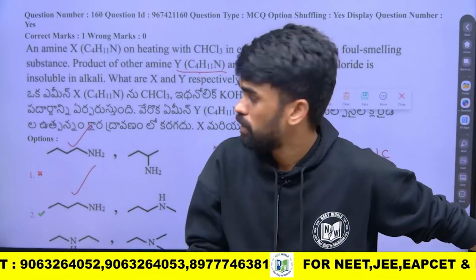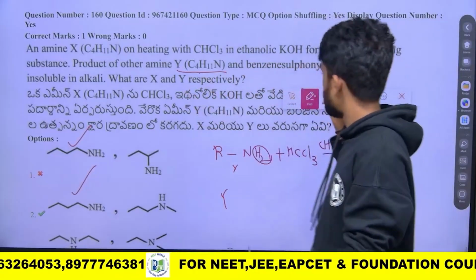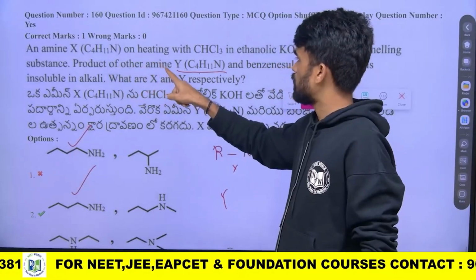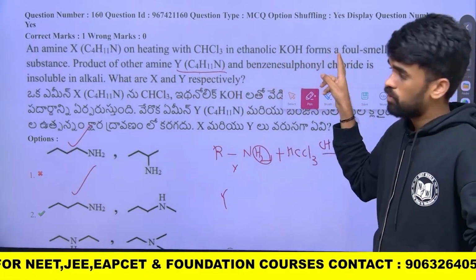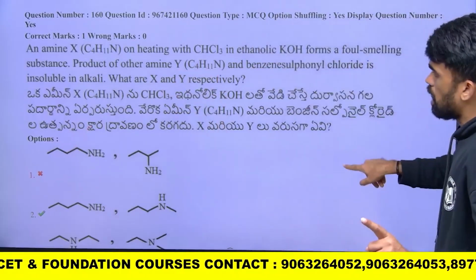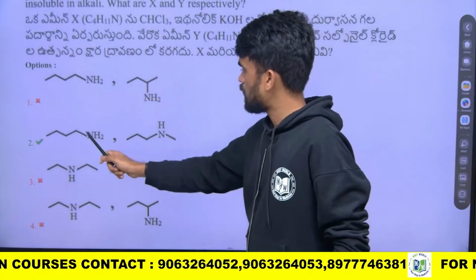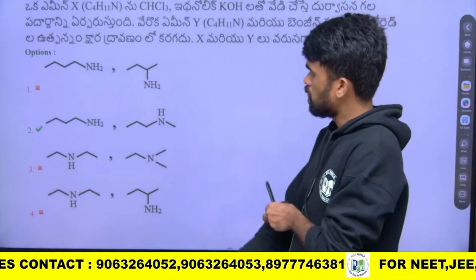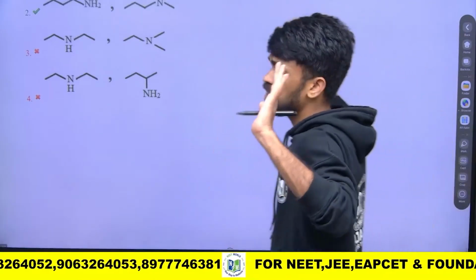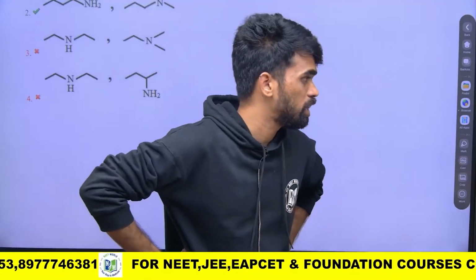From this statement you can read that the product of the other amine Y and benzene sulfonyl chloride is insoluble in the alkali medium. It means this is a secondary amine. So one is primary amine, the other one is secondary amine. This is primary only, this is also primary, so this is not the correct one. But in the second option, one is primary and the other one is secondary, so this will be the most appropriate answer. Okay, so this is done. We are done with the question paper of EAPCET 29th, both the morning shift and evening shift.